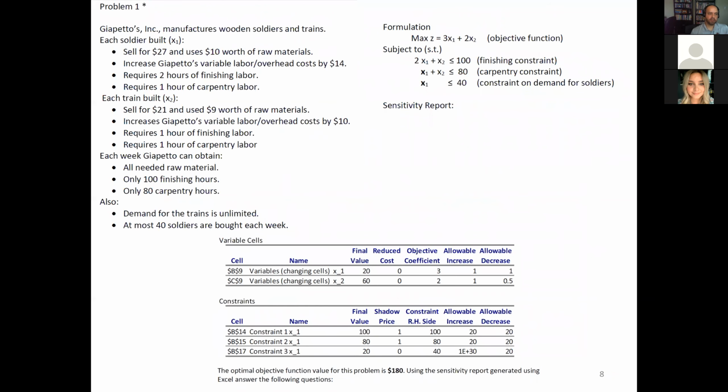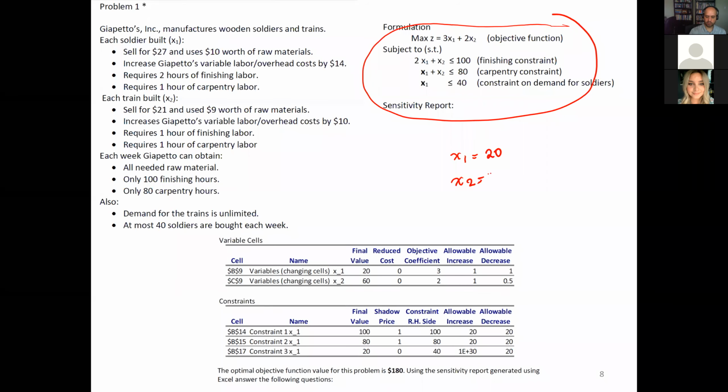And then finally, we have this problem that's for sensitivity analysis. I give you all this information, and also I'm giving you this formulation for the problem. So after solving the problem, we find the optimal solution. And if you remember, the optimal solution for this problem was x1 equals 20 and x2 equals 60. We can find that from this.